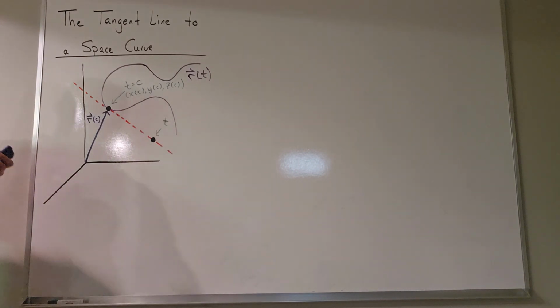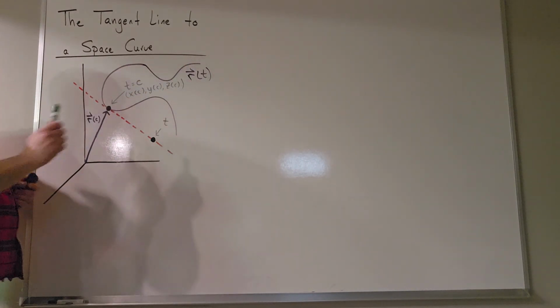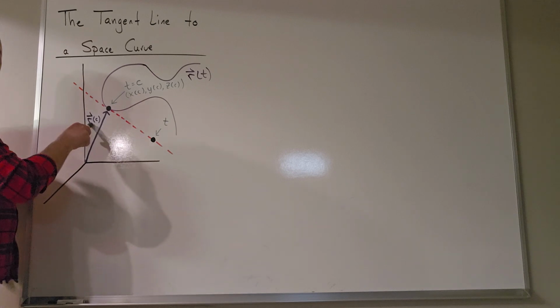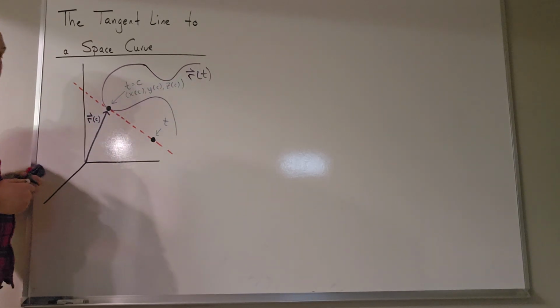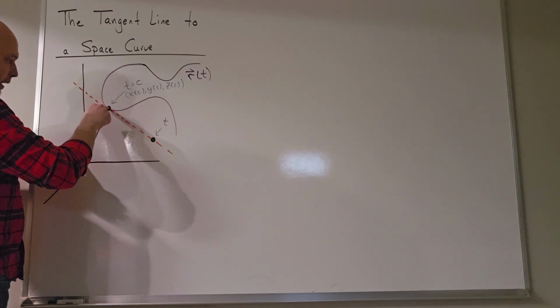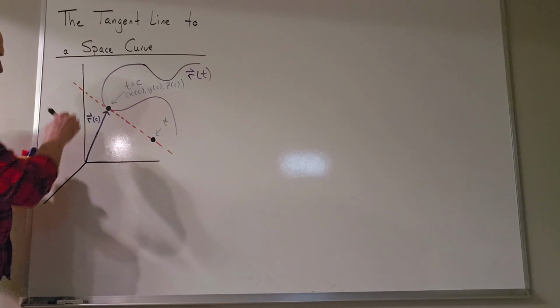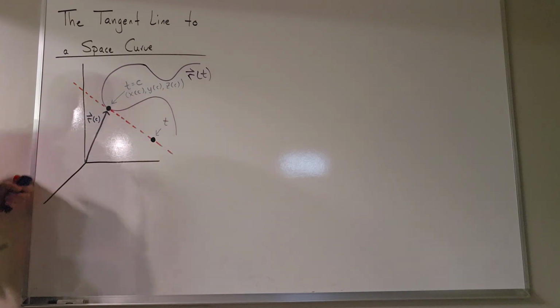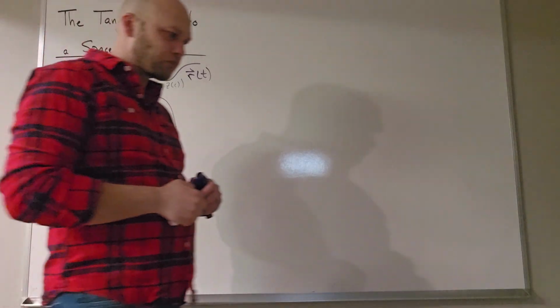All right, well, I have the graph and I know c, so therefore I can compute r of c, so just plug c into this function. And that would give me the vector starting at the origin and terminating at that point there on the graph. And this red dotted line is the equation I'm trying to come up with.